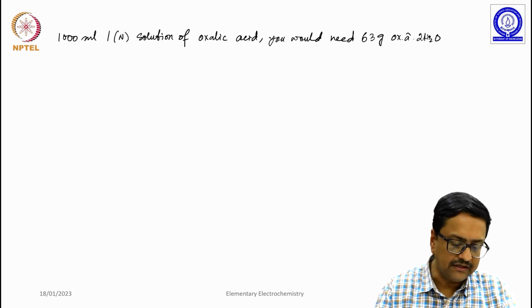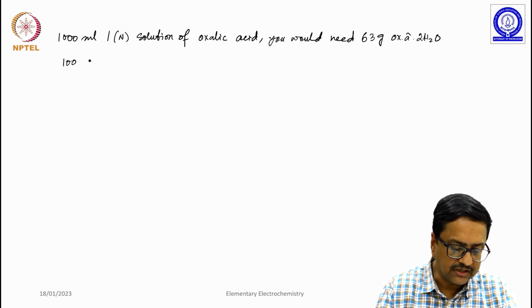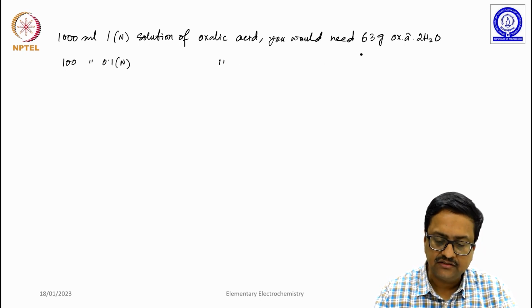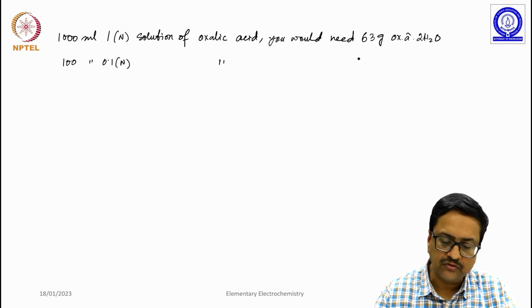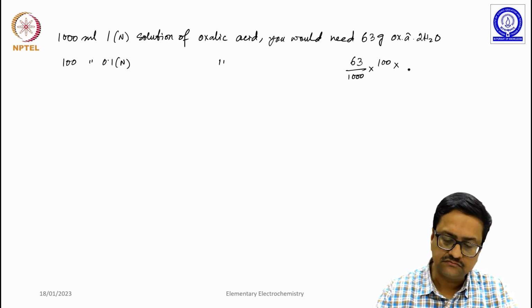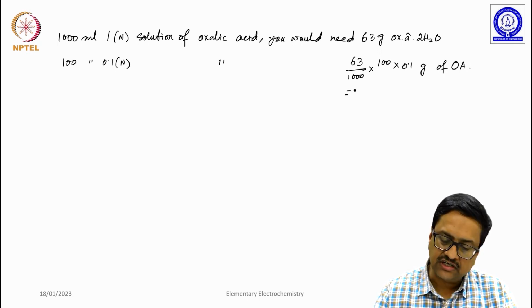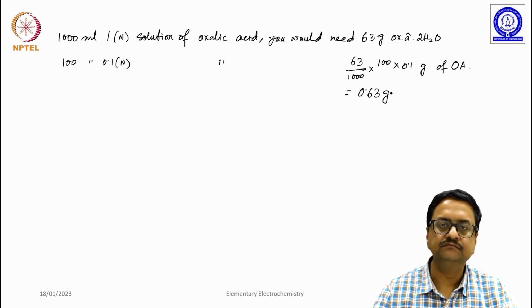And what we prepared is a 100 ml solution of 0.1 normal oxalic acid. So, for that we would need 63 by 1000 into 100 into 0.1 gram of oxalic acid dihydrate, which turns out to be 0.63 gram. Right.